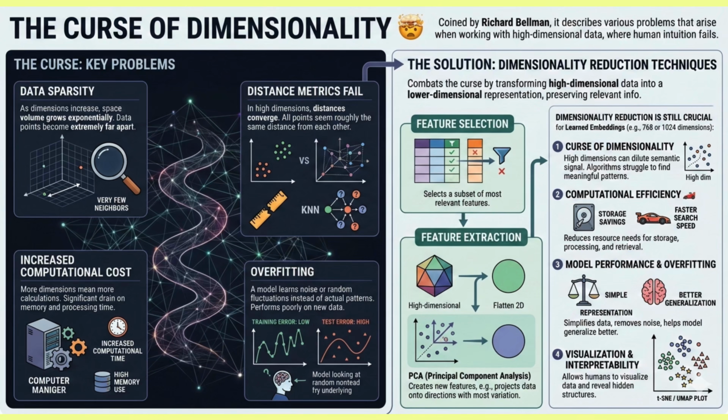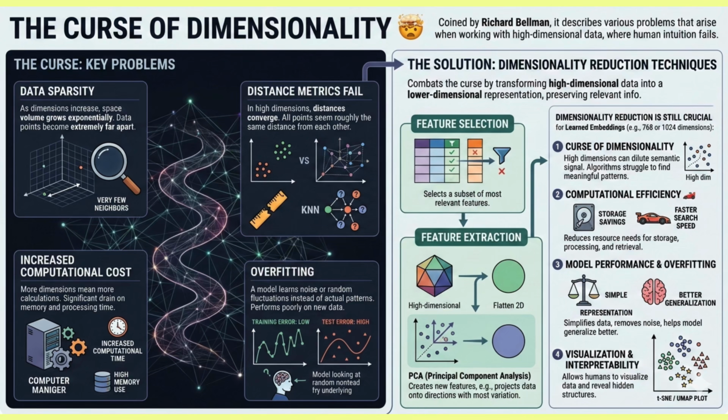While vector embeddings are designed to generalize, excessively high dimensions can still increase the risk of model overfitting to noise in the training data. Reducing dimensionality can simplify the representation, remove irrelevant information, and help the model generalize better to new unseen data. Fourth would be the visualization and interpretability.